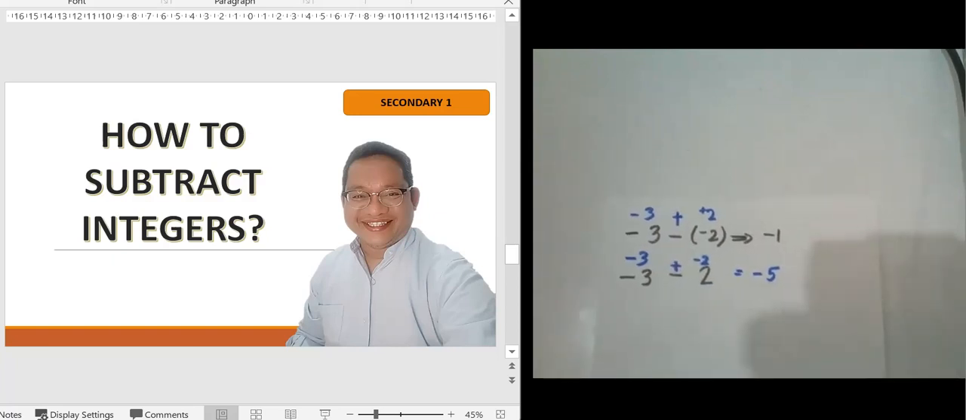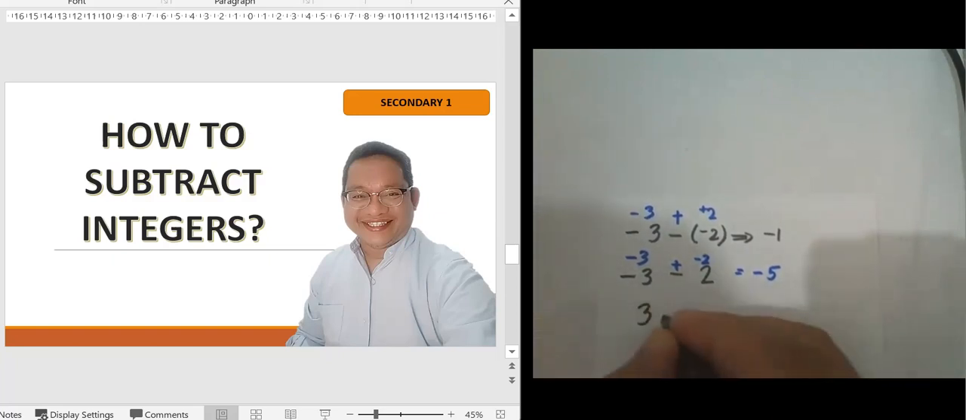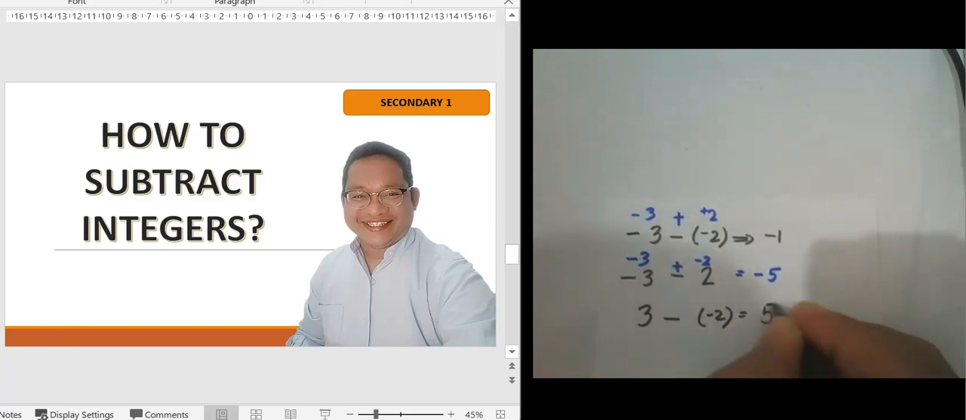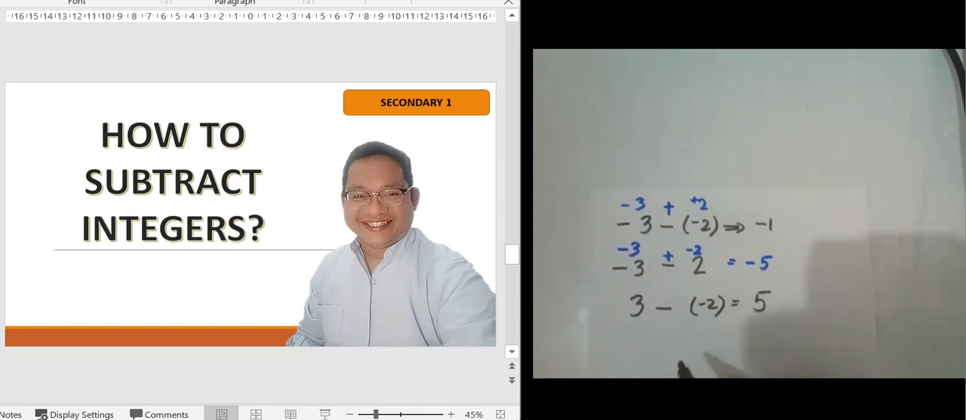All right? So it's actually very simple. So let's say 3 minus -2, what is that? Definitely that's equal to 5, because this minus -2 is just like +2. Okay?